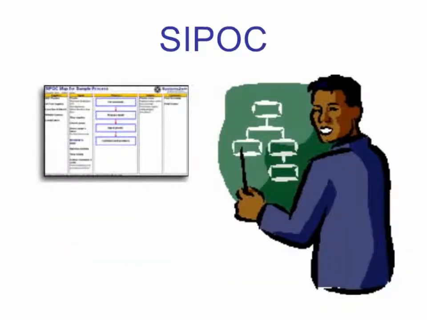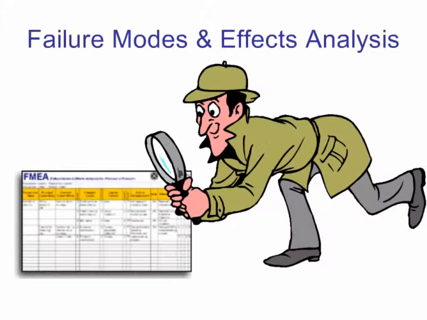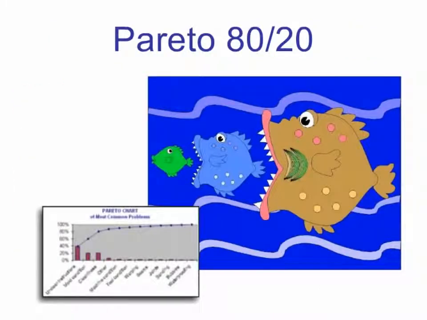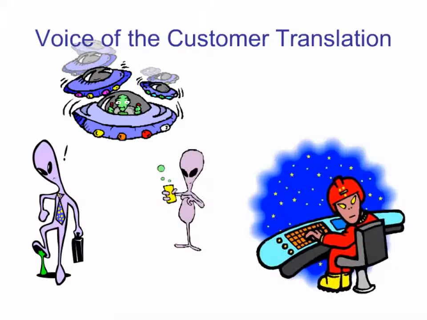The Systems to Win templates provide things like a SIPOC worksheet to clarify boundaries and better understand everything that goes into and out of a process. Failure modes and effects analysis to identify, anticipate, and eliminate possible quality problems. Root cause analysis to dig out your root problems rather than hacking at the leaves. Pareto analysis to identify those 20% of your problems that cause 80% of your grief.